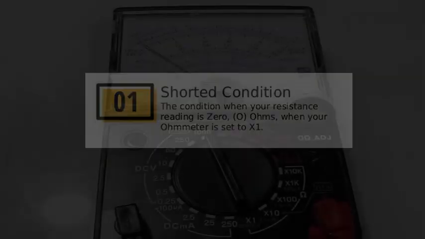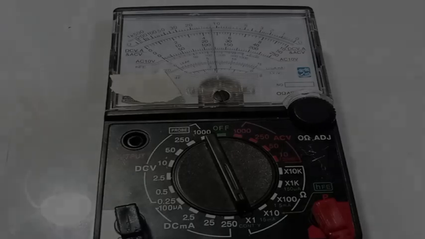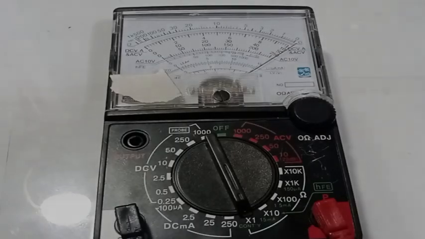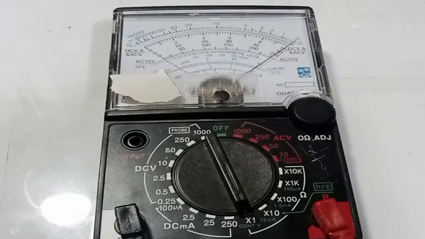When you're set at times 1 and test a component, your meter needle moves towards 0 and stays there.